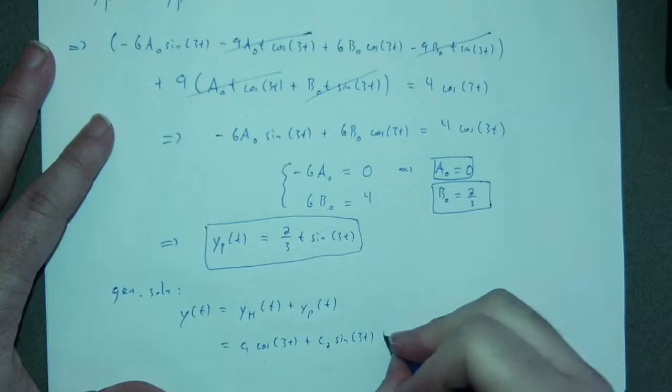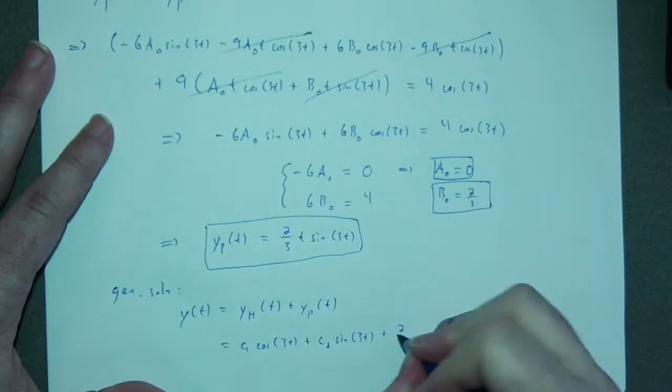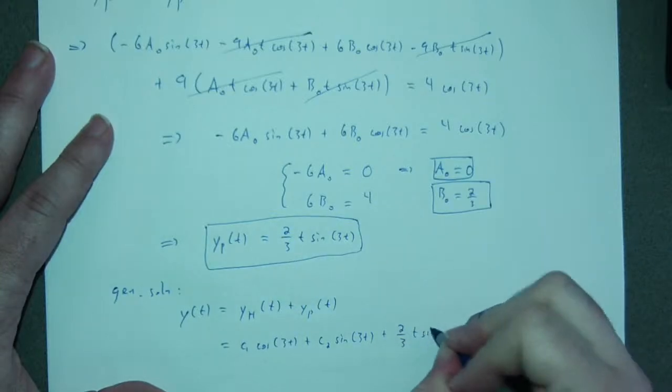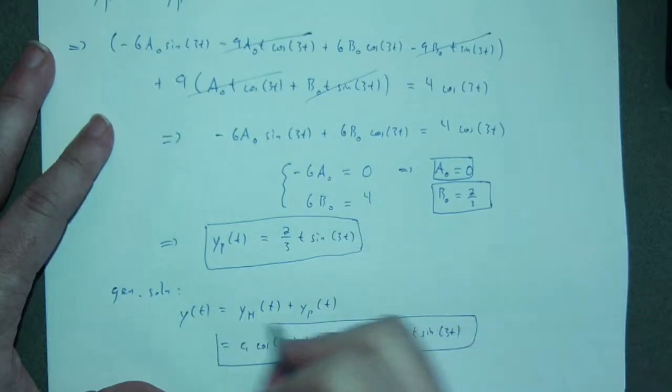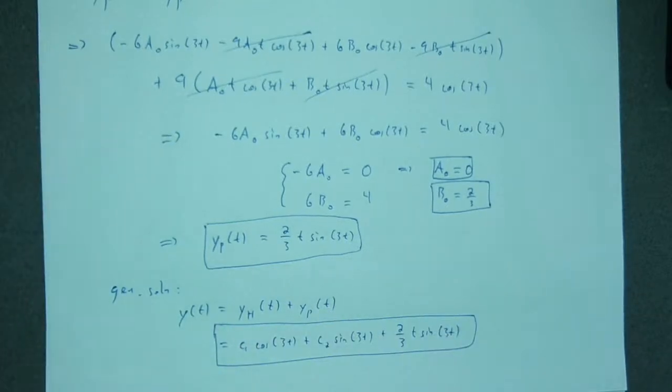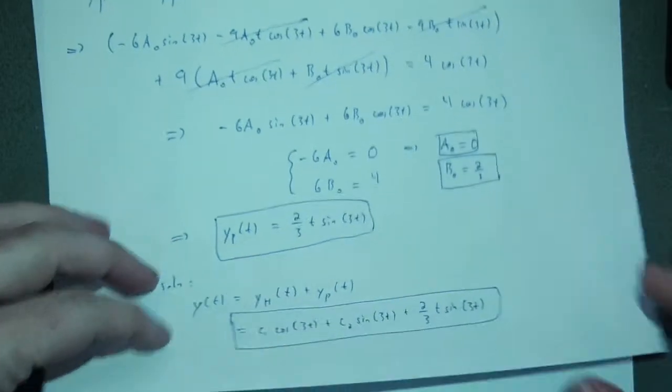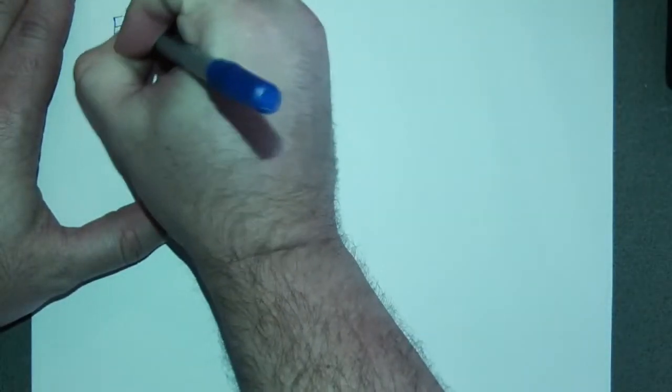And the particular solution we just found to be 2/3 t sine of 3t. All right. Okay. Let's do another example that illustrates what to do when we have a degree that is not just 0.